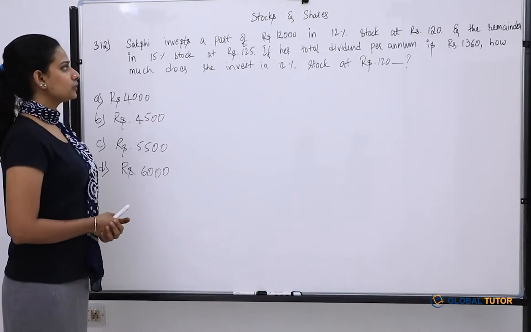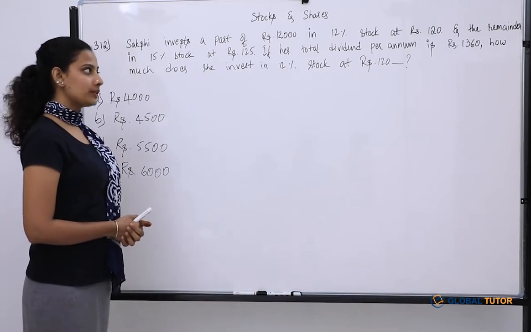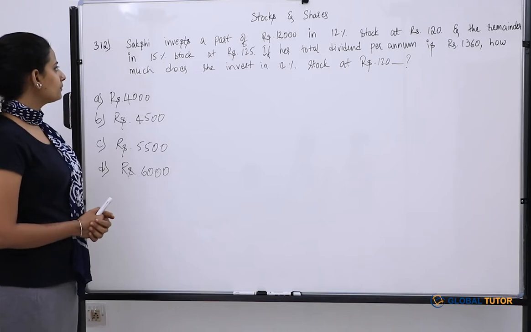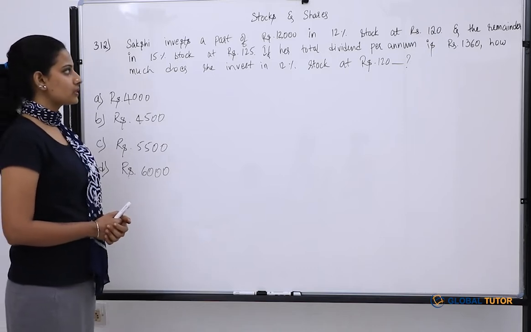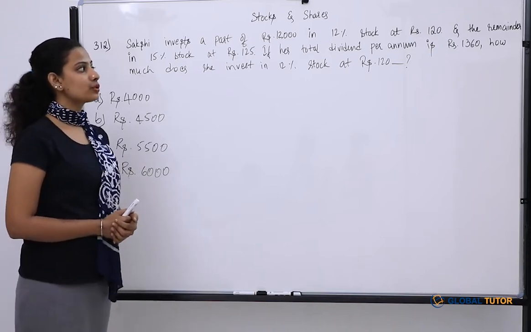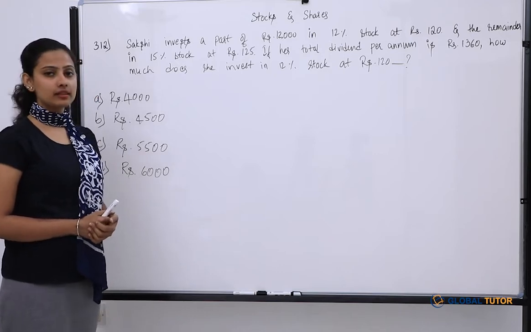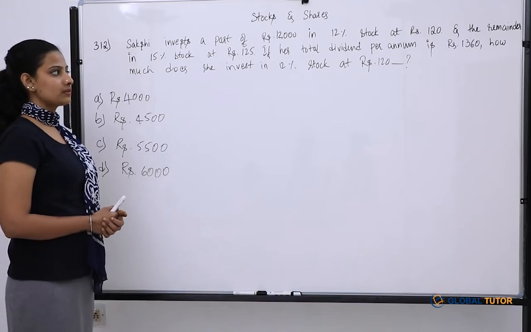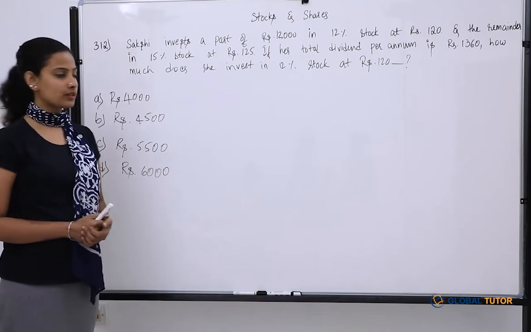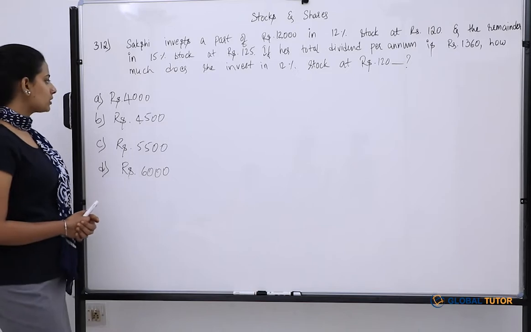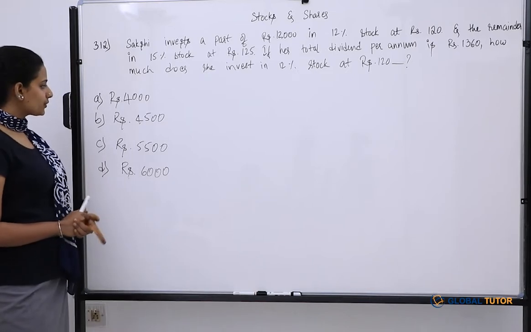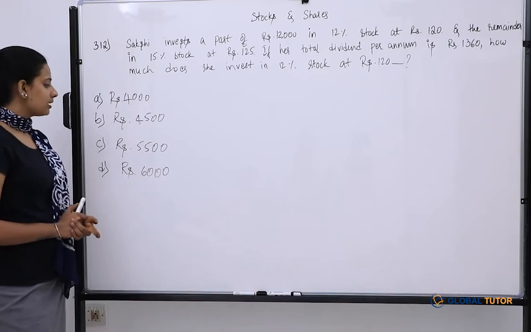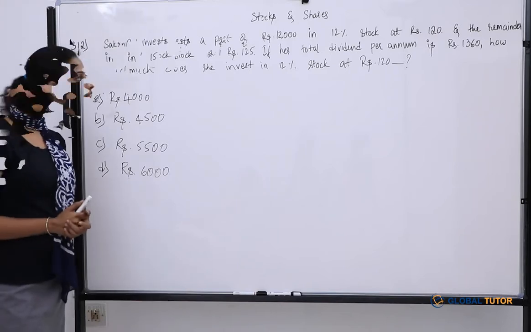Sakshi invests a part of rupees 12,000 in 12% stock at rupees 120 and the remainder in 15% stock at rupees 125. If her total dividend per annum is rupees 1360, how much does she invest in 12% stock at rupees 120? Option A, rupees 4,000. Option B, 4,500 rupees. Option C, 5,500 rupees. Option D, 6,000 rupees.